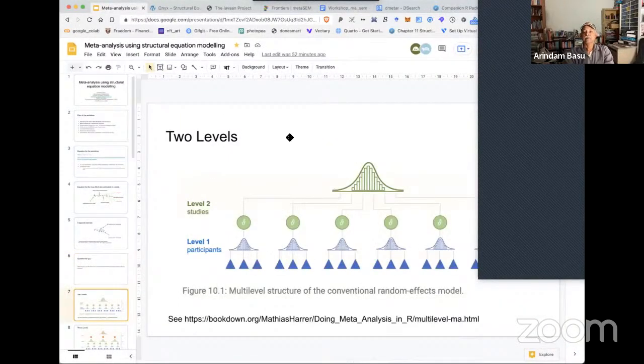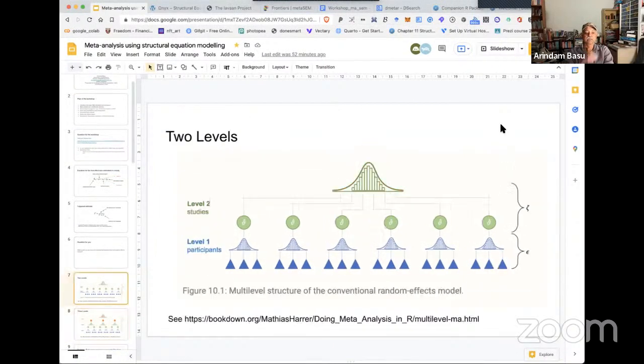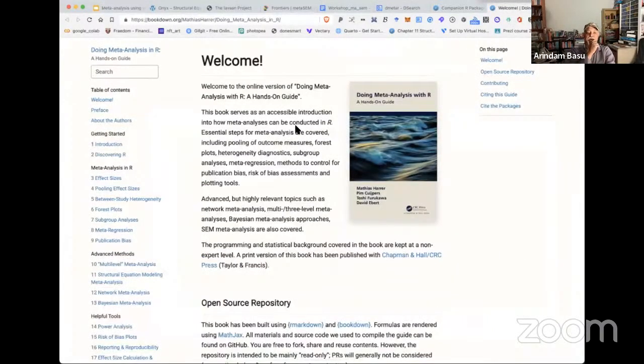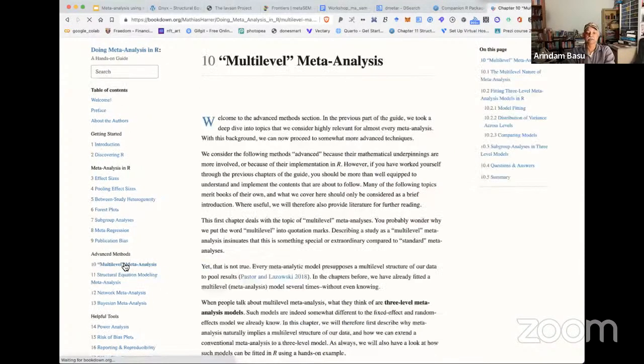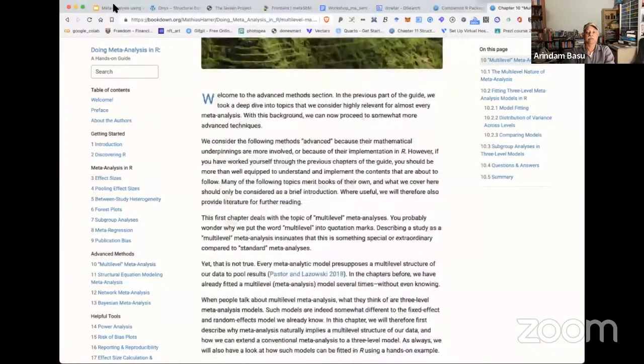Now, this graphic comes from Matthias Harrer's excellent program, Dmetar, and his accompanying book. I encourage you to take a look at the book. The book is really good. It is called Doing Meta-Analysis in R: A Hands-On Guide. It's very nice, and this is taken from the chapter on multi-level meta-analysis that he has put in that book. So let me explain what I mean by this.